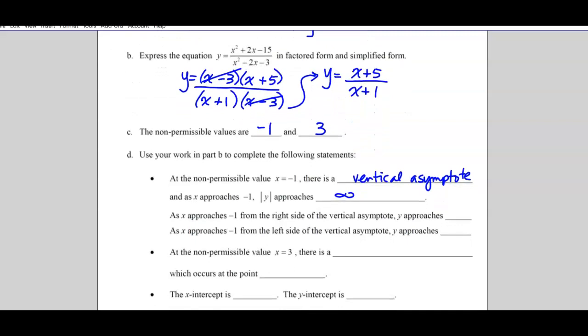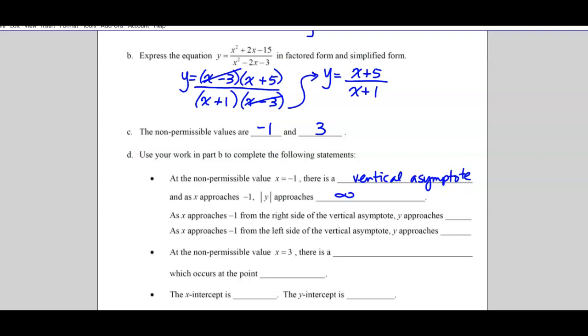Next semester in calculus, you'll be doing a lot more with taking the limit and looking more closely. You have to say positive infinity and negative infinity in different statements. So that would be this part, right? As x approaches -1 from the right side of the vertical asymptote, y approaches what?